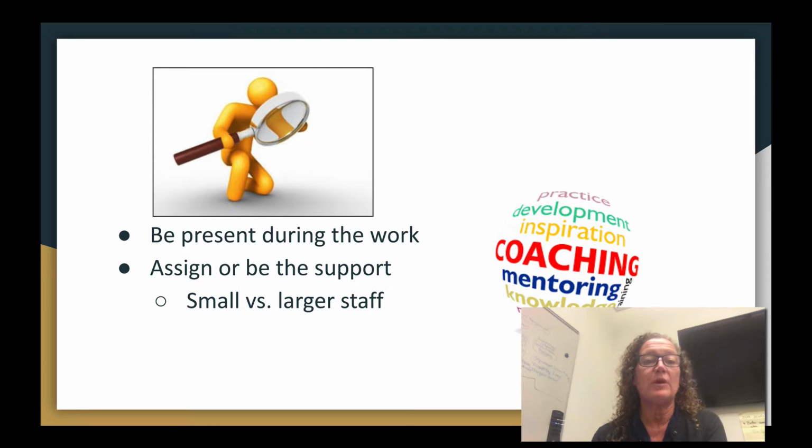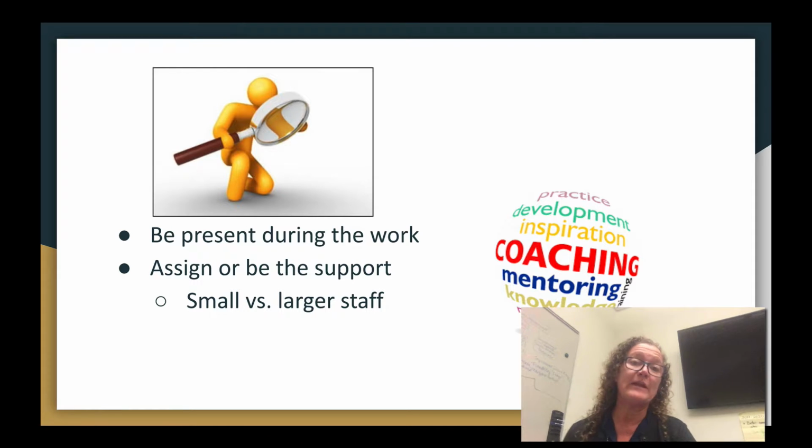So the first thing is you want to be present during the work. Some of you that are at smaller school sites have the luxury of being in the same room and you can have multiple groups working, so you can be present during that work. At other sites where you have teachers that maybe don't all fit in a room or need more space and they go out to individual classrooms or other office spaces, you want to be really strategic in assigning who is supporting those teams or how you can be the support. So again, that kind of depends on the size of your staff and the capacity of your staff.